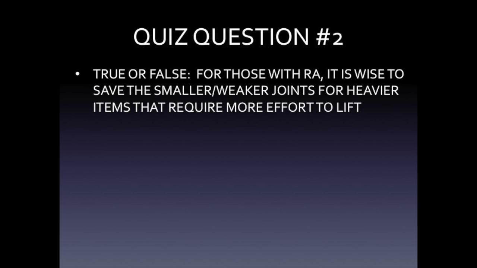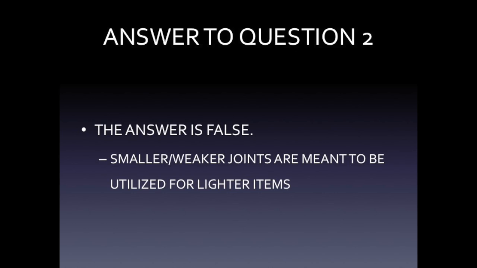Question 2, true or false? For those with rheumatoid arthritis, it is wise to save the smaller, weaker joints for heavier items that require more effort to lift. The answer is false. Smaller, weaker joints are meant to be utilized for lighter items, not heavier items. This is important.